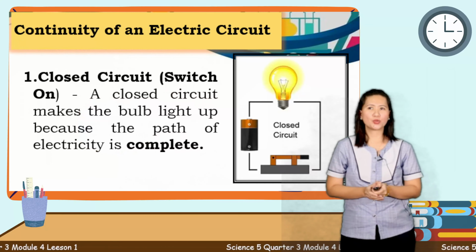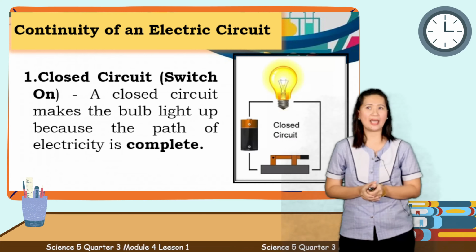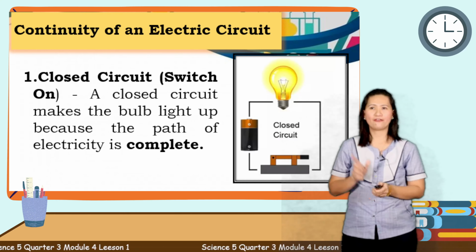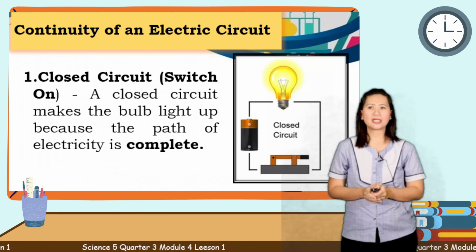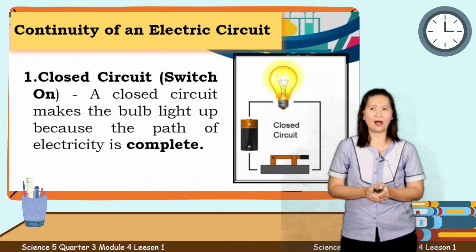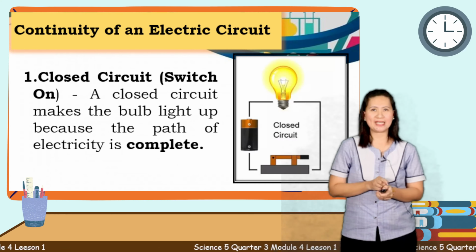What are the two continuity types of an electric circuit? We have discussed them: closed circuit and open circuit. First, what is a closed circuit? A closed circuit makes the bulb light up because the path of electricity is complete.